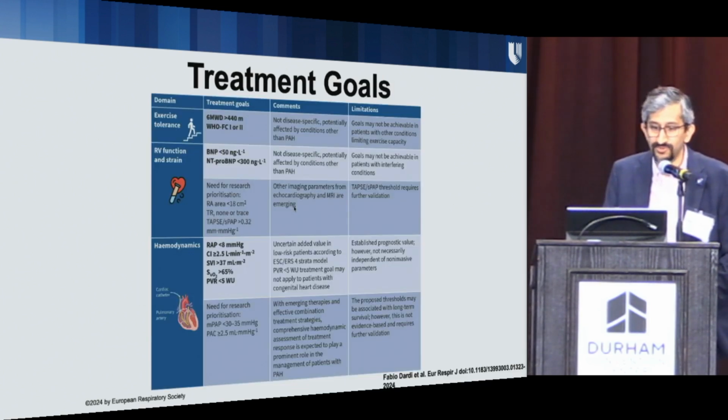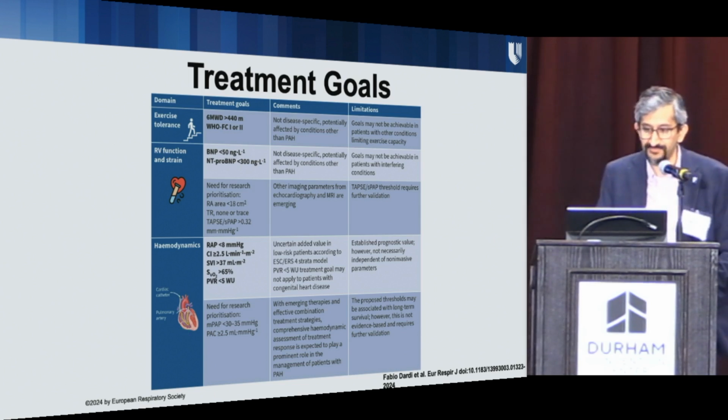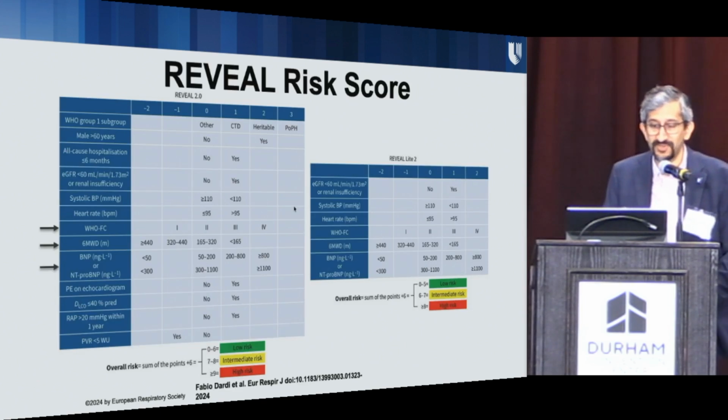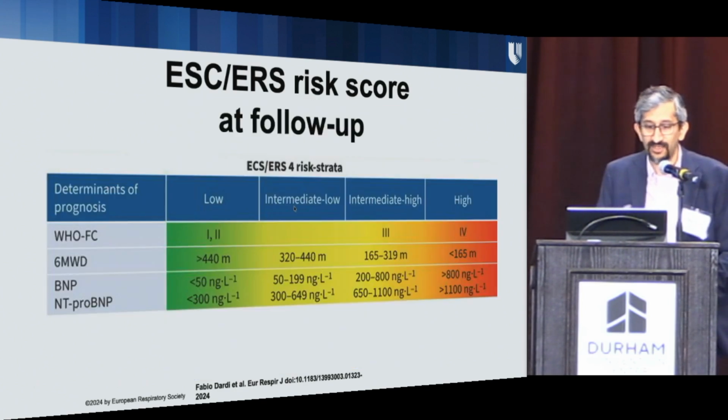And what are our goals? Our treatment goals are to improve people's exercise tolerance, their RV function, and their hemodynamics, as outlined in the World Symposium document. Now, we're having one of the world's experts on risk assessment talk later, right after me, so I'm not going to talk much about risk assessment. I'll just say there are many ways to do it. There's REVEAL, there are ESC/ERS risk scores.